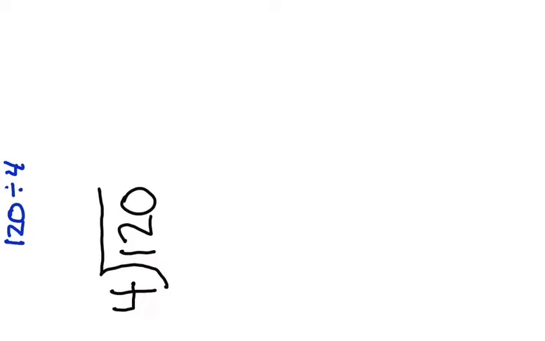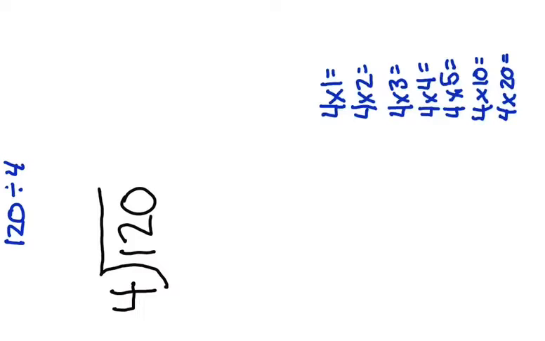Before we start this division problem, let's first think through our multiplication facts for 4. So we know that 4 times 1 is 4. 4 times 2 is 8. 4 times 3 is 12. 4 times 4, 16. 4 times 5 is 20. And then we'll see with 4 times 10, 40. And 4 times 20 would be the same as 4 times 2 equals 8, and then add the 0. So we have 4 times 1, 2, 3, 4, 5, 10, and 20.